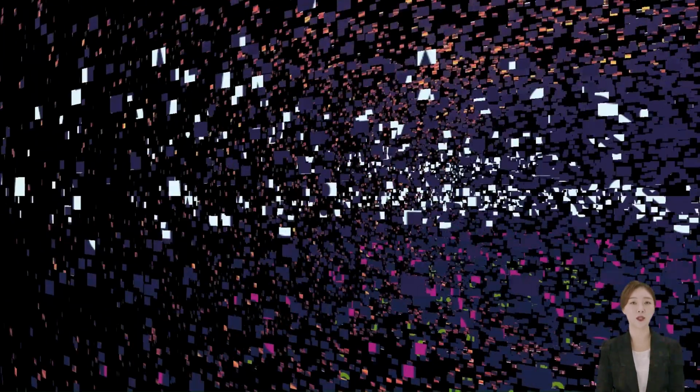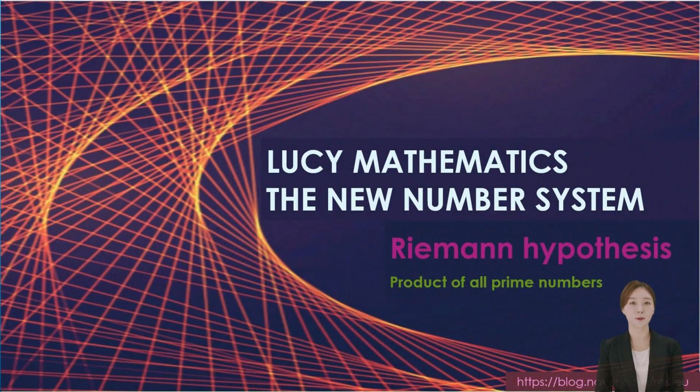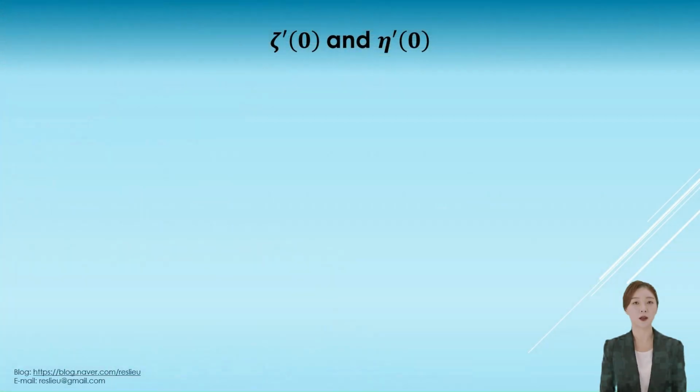Hello. I will explain the product of all natural numbers and the product of all prime numbers, which seem unlikely to be true. They can be found using the zeta function and the eta function. From the definition of the zeta function and the eta function, they can be differentiated, and we find the zeta prime 0 and the eta prime 0.